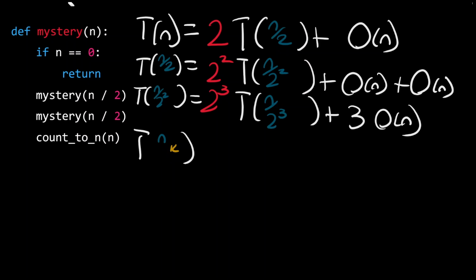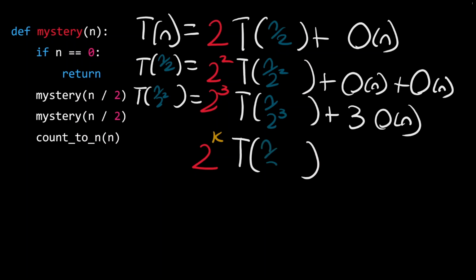So let me erase that. Our general form becomes 2 to the k times T of n over 2 to the k, plus k again, k times O of n.